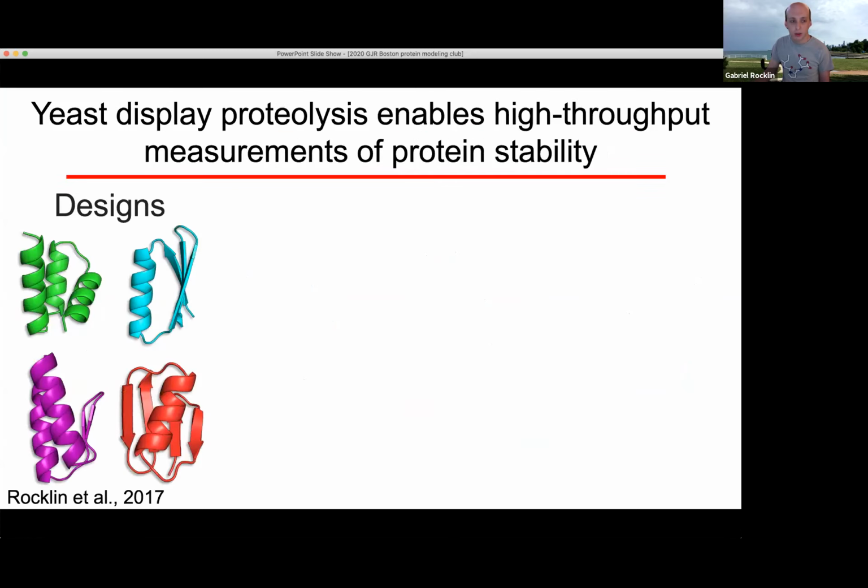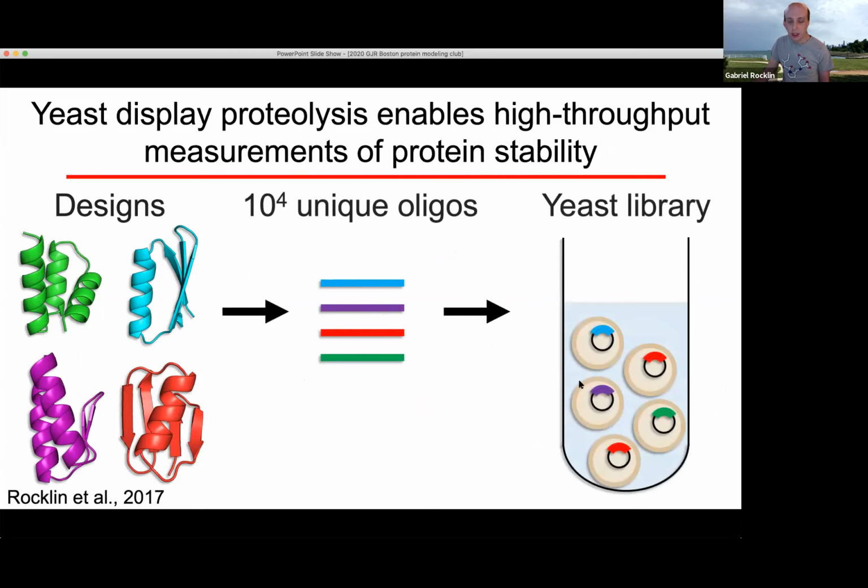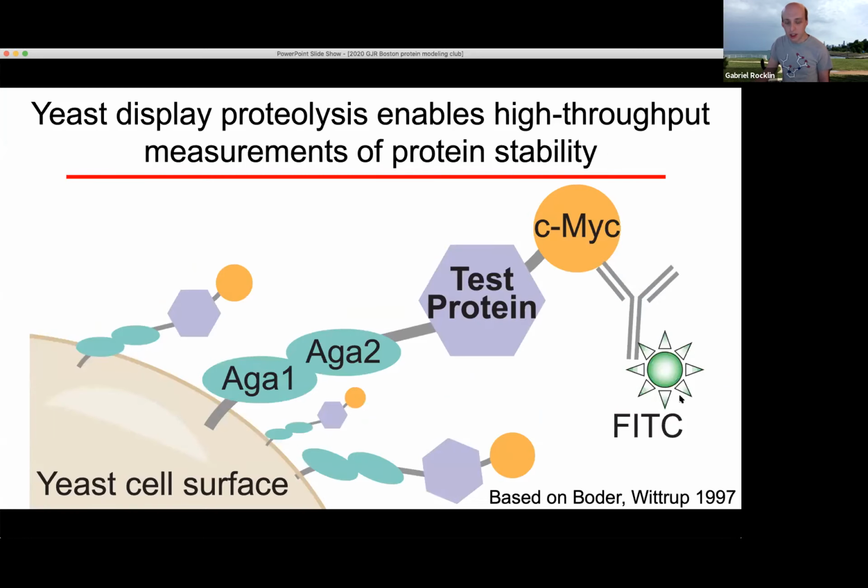And I'll just quickly walk through how that works. We take the list of designs, every design sequence gets encoded on a DNA oligo, and then that oligo gets transformed into yeast so that every cell makes one different design. And we're using yeast surface display, which I'm sure most of you are very familiar with. There's a fusion protein construct where the test design is fused to AGA2, which gets displayed on the surface of yeast. And then there's a MYC tag at the end that can be labeled by a fluorescent antibody.